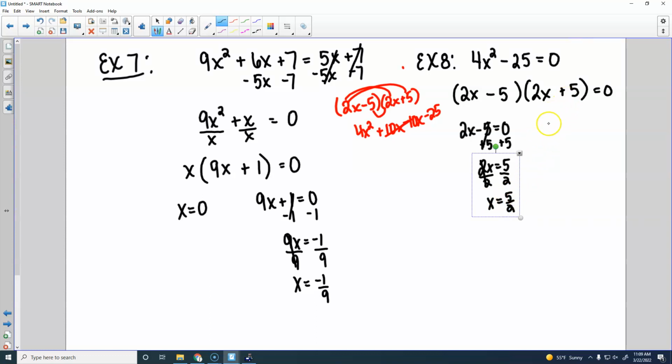I do the same thing over here. X plus 5 equals 0. So I'd subtract my 5. 2x equals negative 5. Divide by 2. So x would equal negative 5 halves. That is not the only way to solve this problem. It works perfectly fine. It's not the only way. You could have solved that problem yesterday.